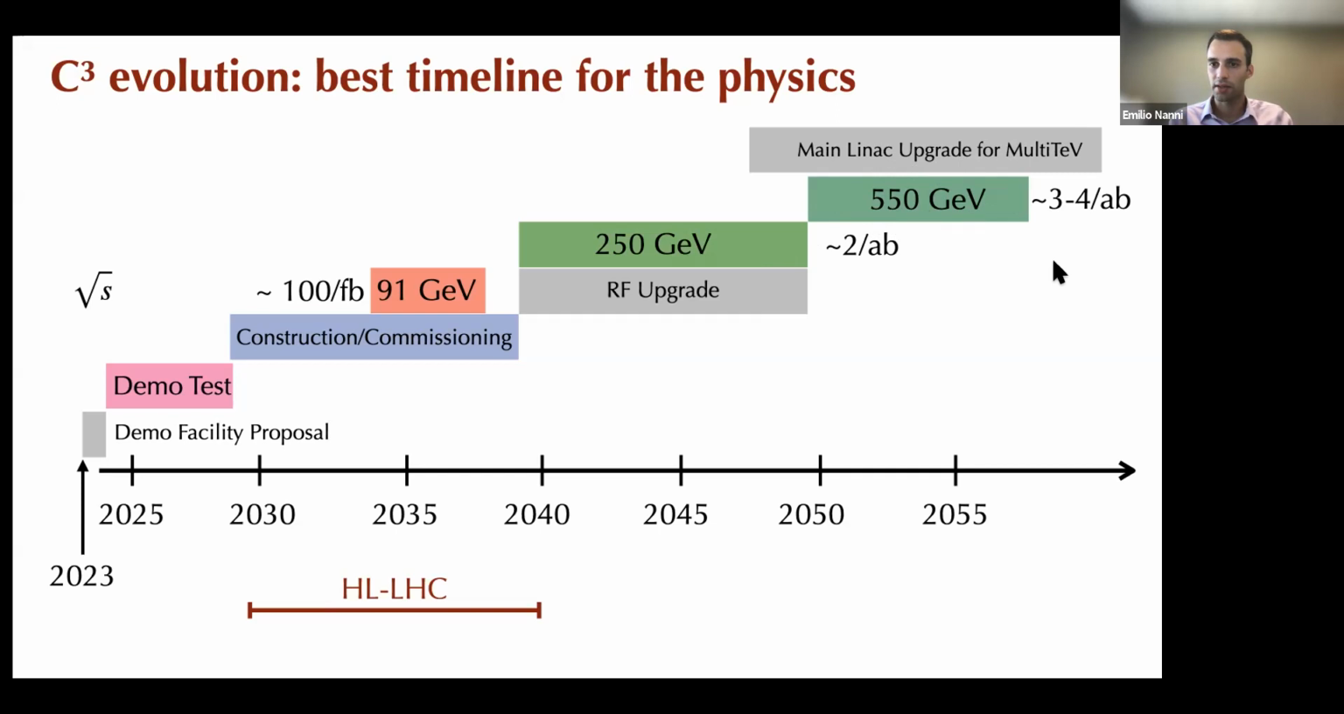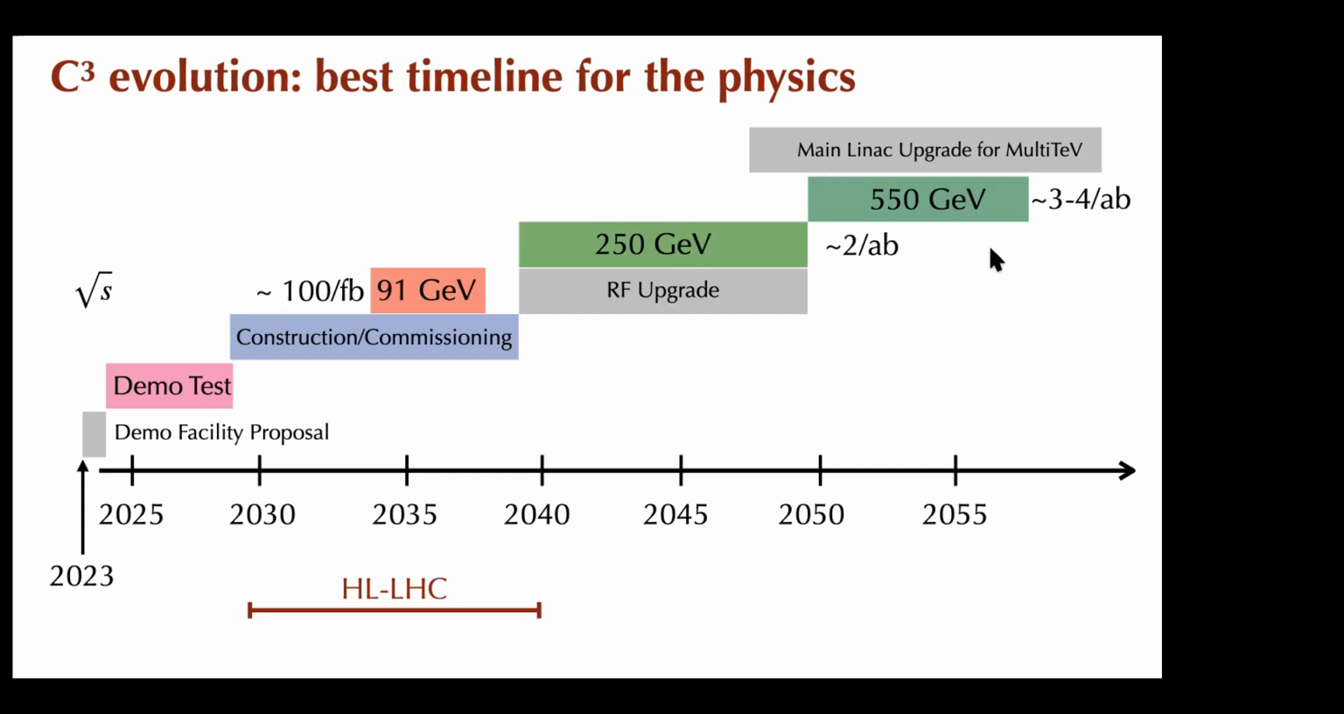I want to pause here and see if anyone has any questions with the timeline on this slide. I'm wondering if you could say a couple of words. It's very interesting what sets the timescale for the 250 GeV operation being 20 years from now, approximately. Can you give me an idea of what sort of R&D has to be done in order to make it on that time scale?